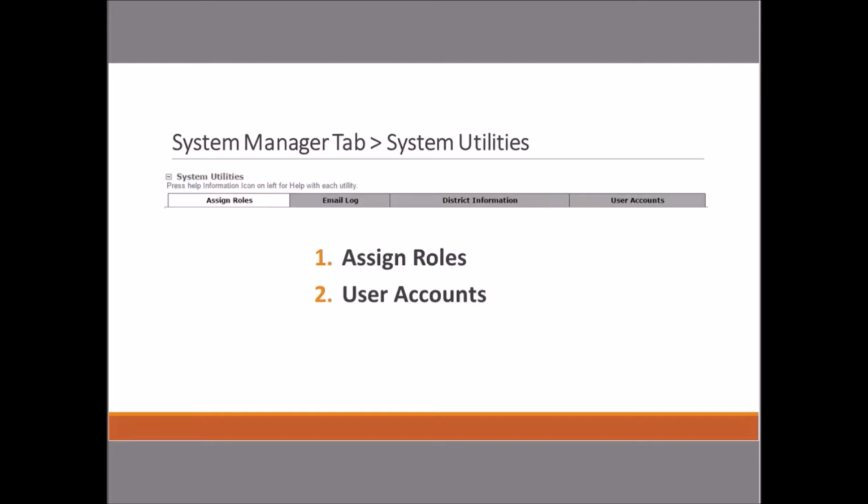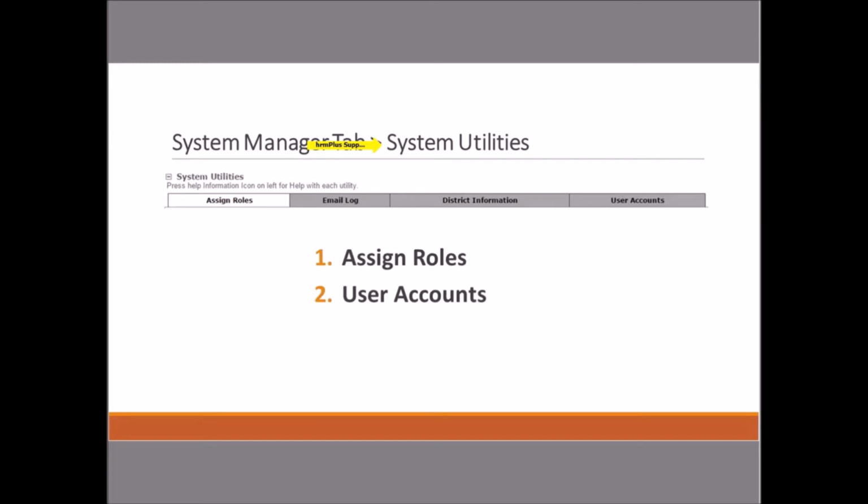Okay. So we talked about the roles. Now, how do we go when we need to add roles to someone's account? So we're going to show you there's a couple ways to do that. In order to manage roles, you've got to have that system manager role assigned to you, because that gives you the ability to see the system manager tab. And specifically, then you can go to the system utilities tab within that.